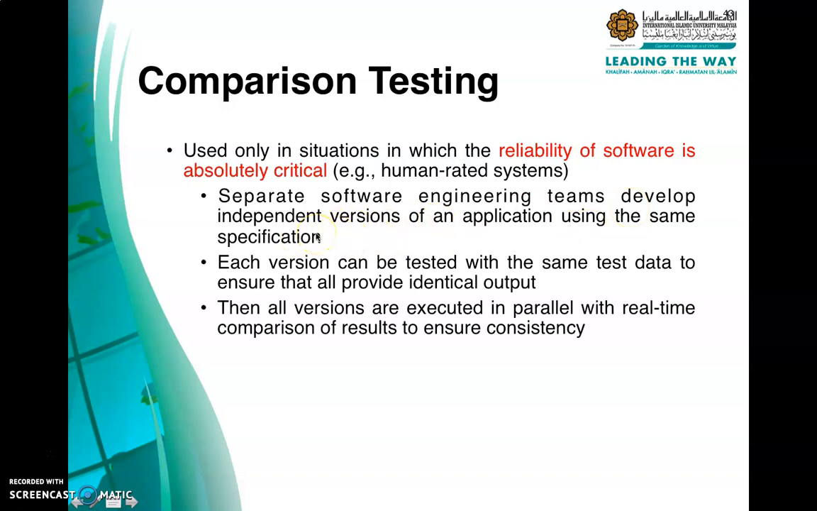that will develop independent versions of an application using the same specifications. It is expected that we test it so that we can ensure the reliability of the software. So we have to duplicate it. Each version can be tested with the same test data, to ensure that all provide identical output. That's the reason why they develop another version, so that they receive the same output. All versions are executed in parallel, with real-time comparison of results to ensure consistency.